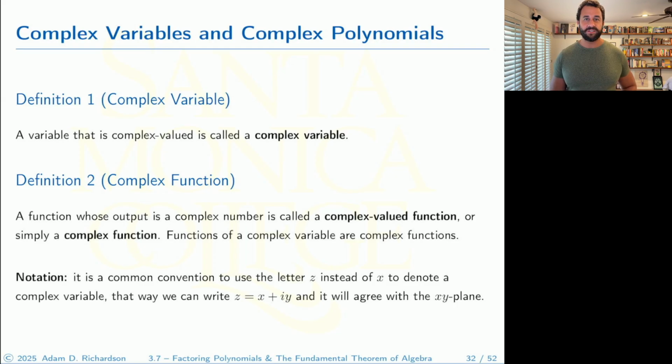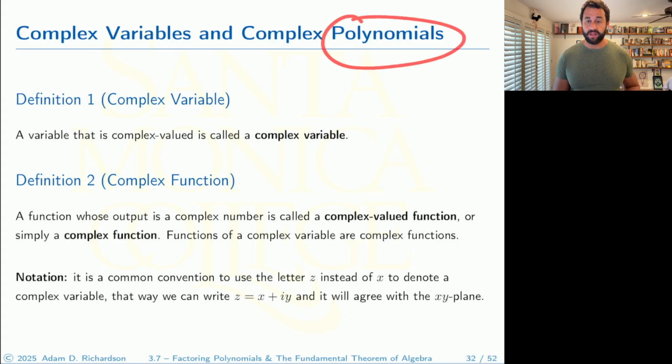So I'll read the definitions, but the big idea is let's use complex numbers so we can make this exploration more complete. So what is a complex variable? It's a variable that is complex valued. That's it. What is a complex function? A complex valued function, or just a complex function, is a function whose output is a complex number. That's it. Functions of a complex variable are complex functions.